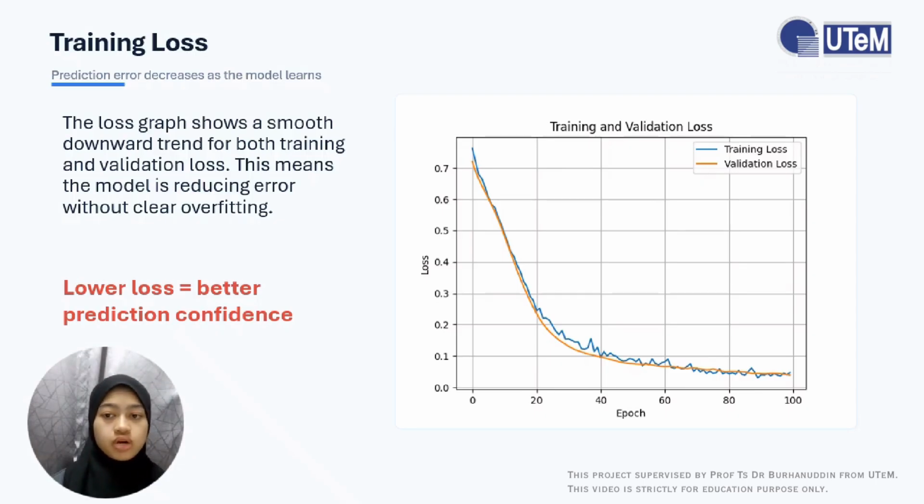This slide shows how our model prediction error decreases as it learns. You can see both the training and validation loss follow a smooth downward trend. That means the model is consistently reducing error without sign of overfitting. In simple terms, lower loss means the model is becoming more confident in its prediction. By the end of training, both curves stabilize near zero, showing that our neural network learns effectively.